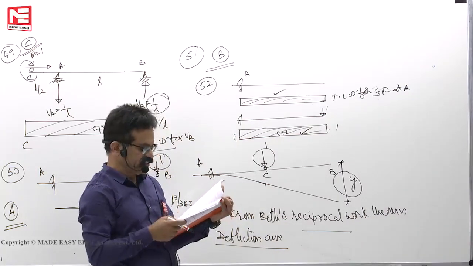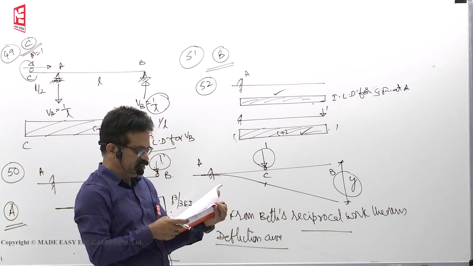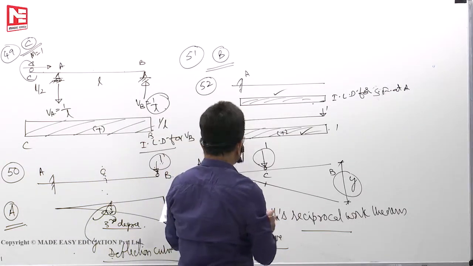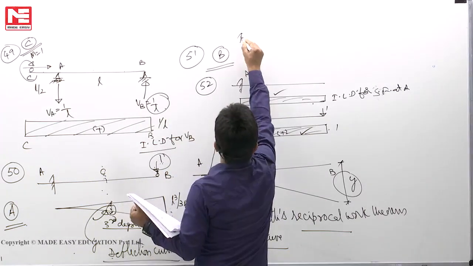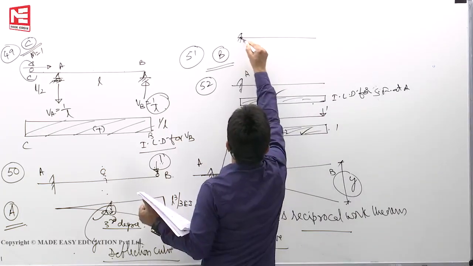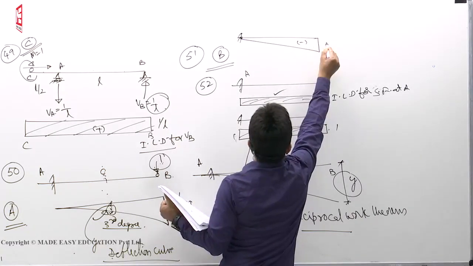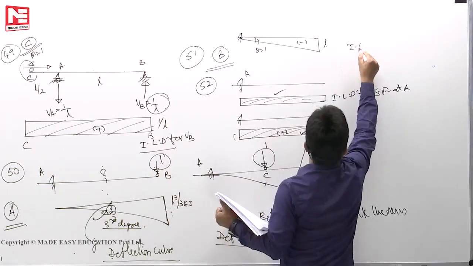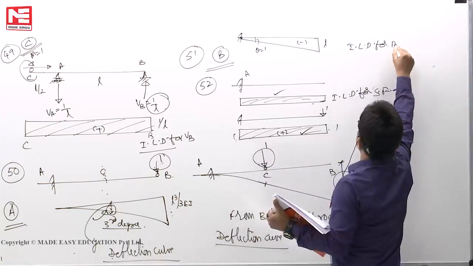So the assertion is correct. Then the reason: ILD for bending moment at the fixed end of a cantilever beam. The ILD at the fixed end of a cantilever beam is what? Like this, negative, and this is L. This is theta equal to 1. This is the ILD for bending moment at A.